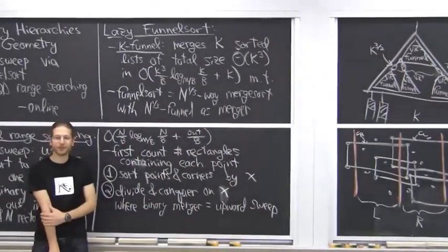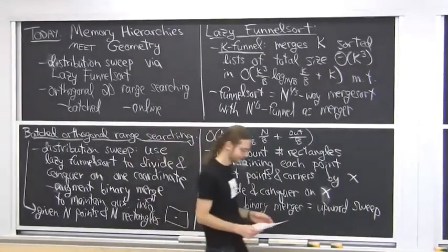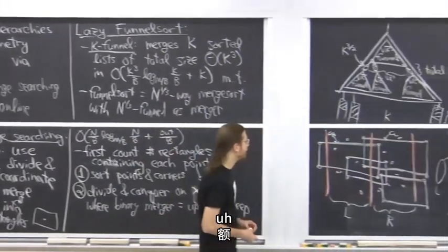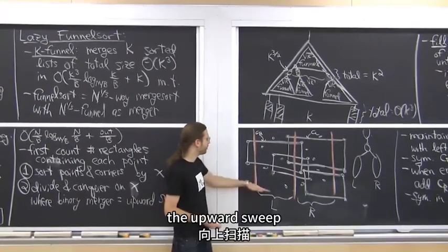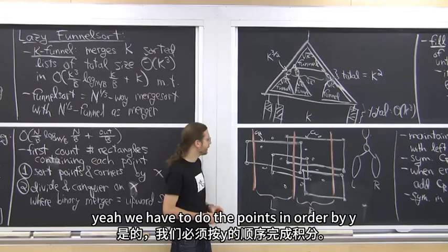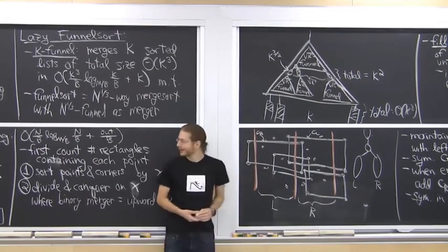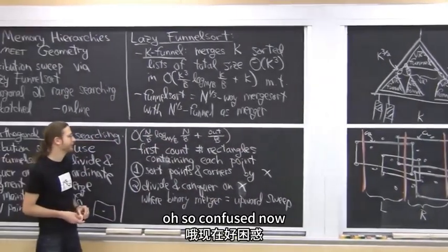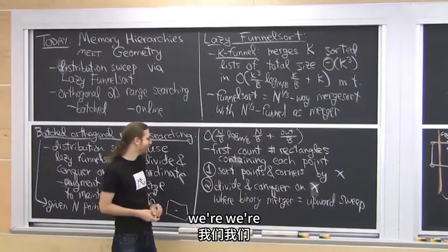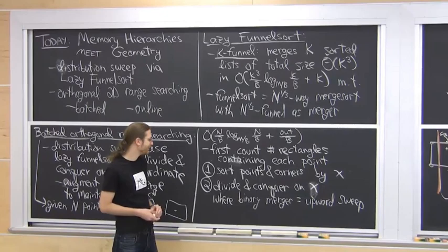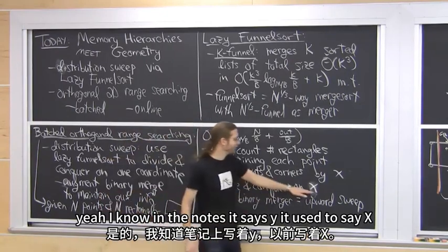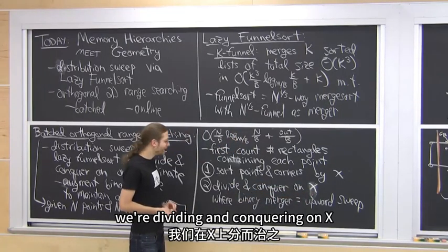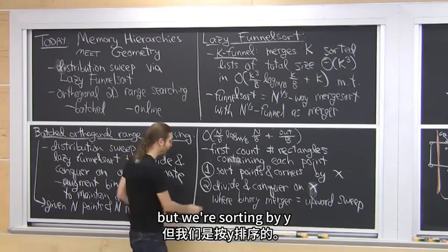So another question? Sorry. Is it important that we do the upward sweep in order? The upward sweep, yeah, we have to do the points in order by y. So is it just we wanted to sort by y and then divide the counts on it? Oh, I'm so confused now. Because in the notes it says x and then y. Yeah, I know in the notes it says y. It used to say x. I believe we're dividing and conquering on x, but we're sorting by y, and that's the confusion.